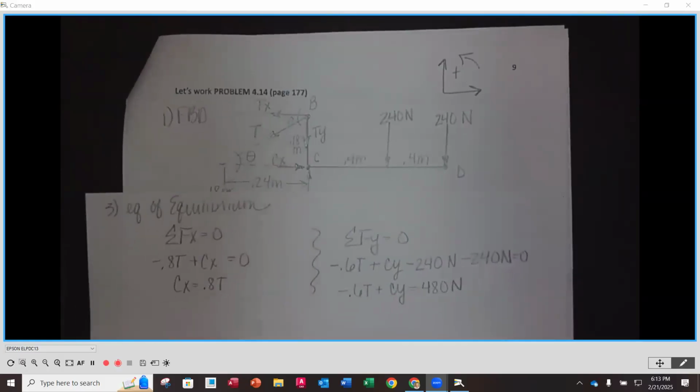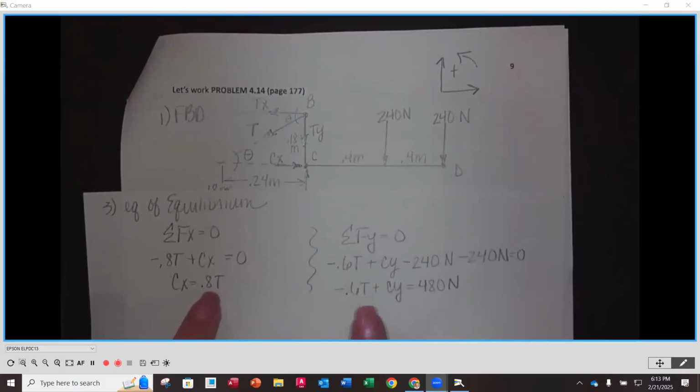Okay. Here again, I've got two unknowns, right? And unfortunately, in these two equations, I don't have the same two unknowns. This is not a concurrent force system. I've got a CX and a CY, but I do have a common T, but I can't use substitution method here. So now I've got one more equation of equilibrium, right?